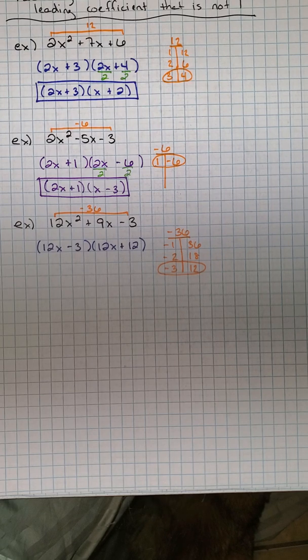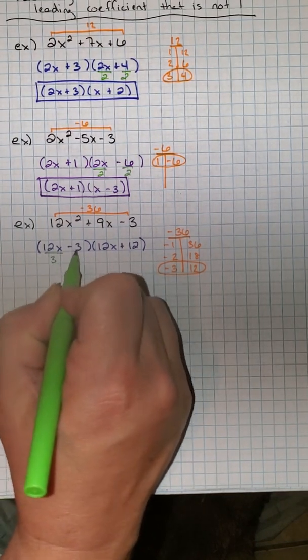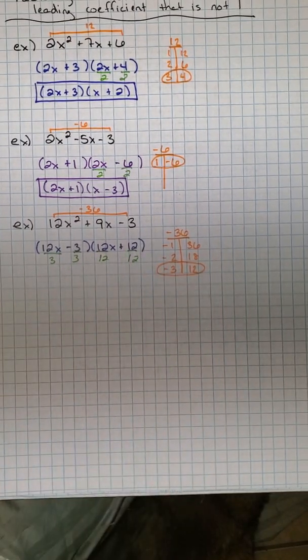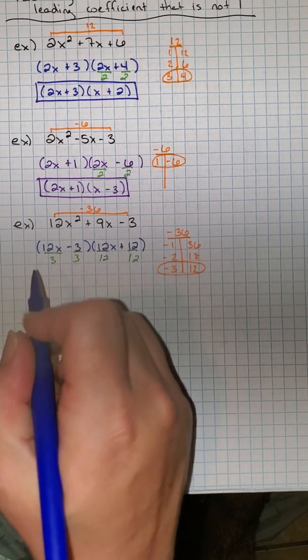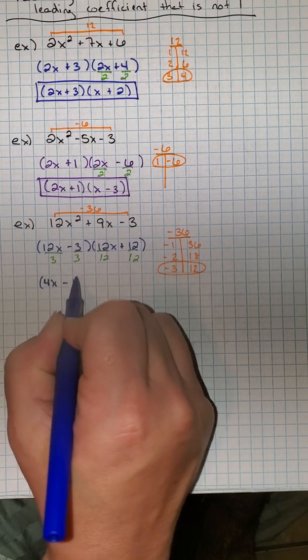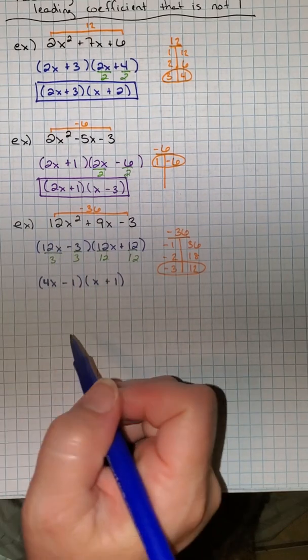Oh, shoot. Duh. Okay, I know what I did wrong here. Let me keep going with this. So this one divides by 3. And this one actually divides by 12. The tricky part is it's not going to give us the answer. It'll be 4x minus 1 and x plus 1. Because 4x times x will be 4x squared.